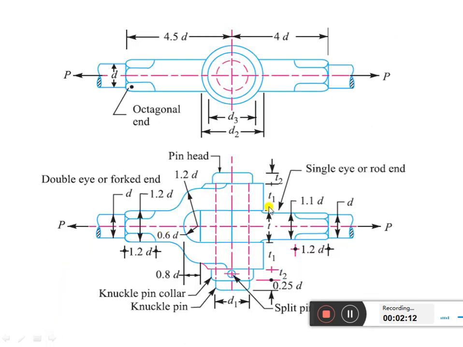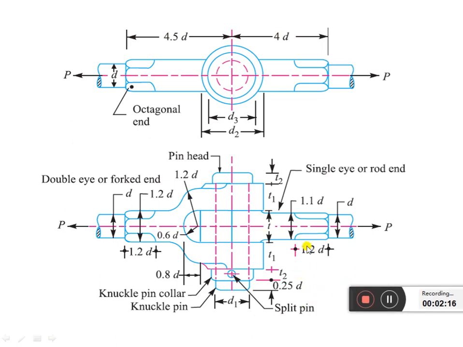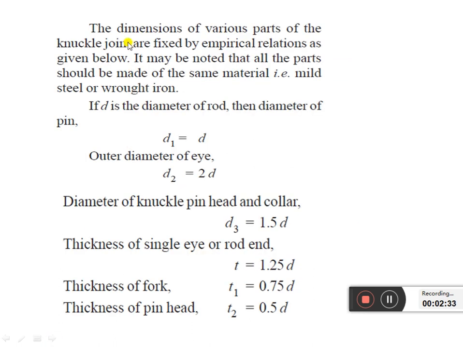And this is the assembled view of the knuckle joint, and we have an empirical relationship of dimensions based on the diameter of the rod. So here you can see the assembled view, front and top view of your knuckle joint. And this is the empirical relationship. The dimensions of various parts of the knuckle joint are fixed by empirical relations as given below.